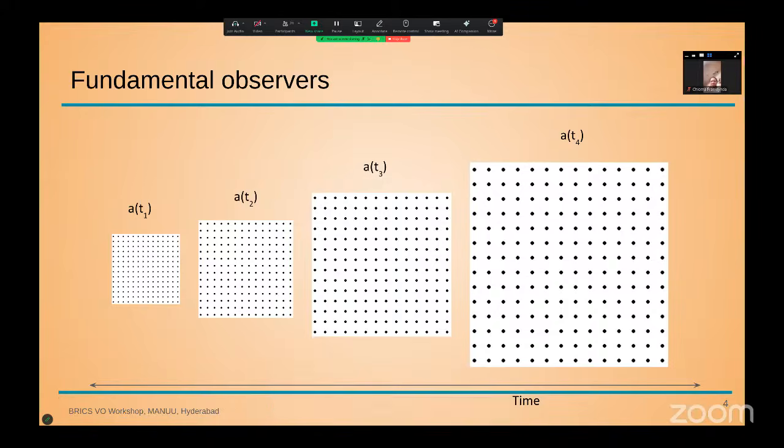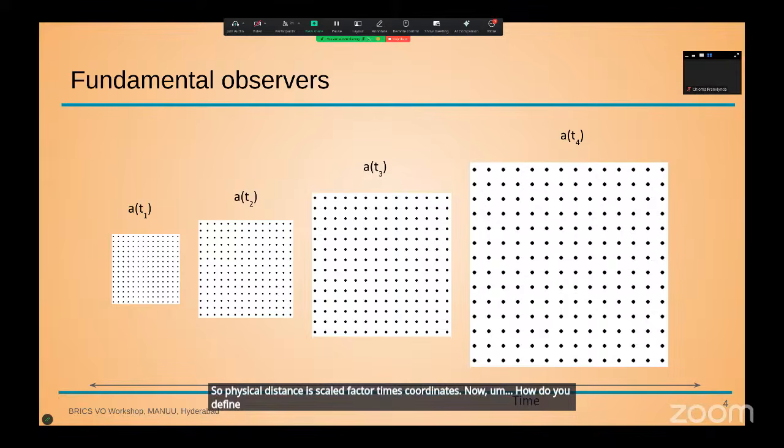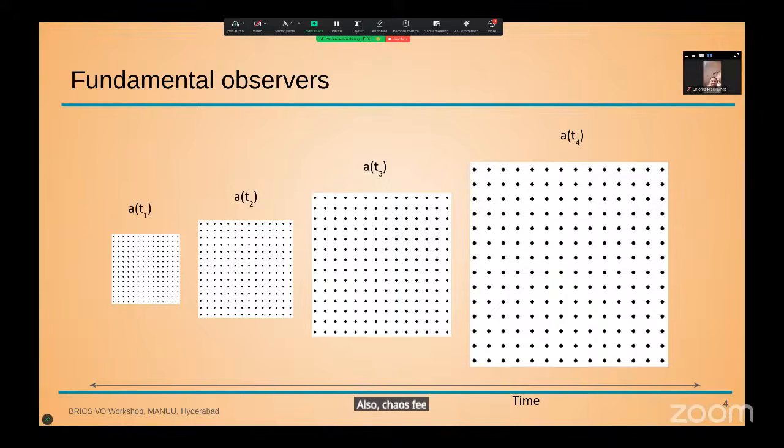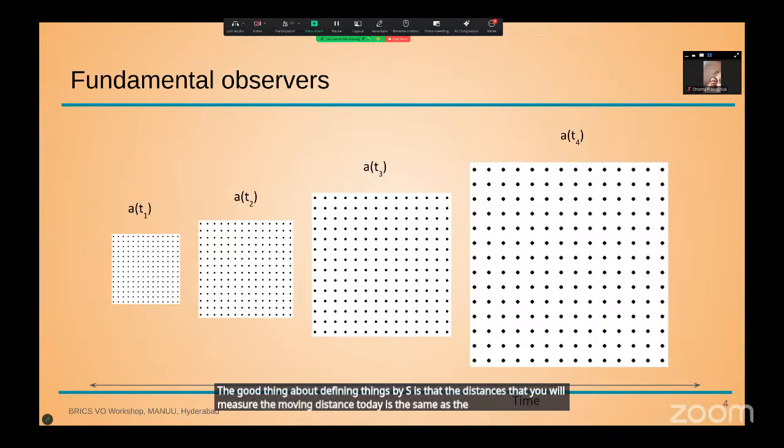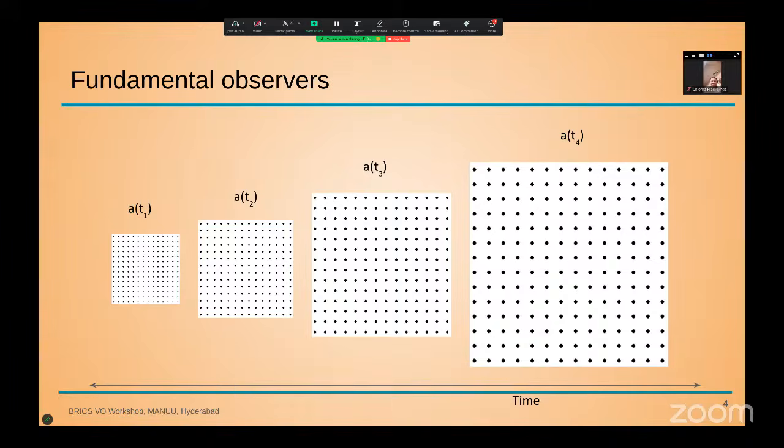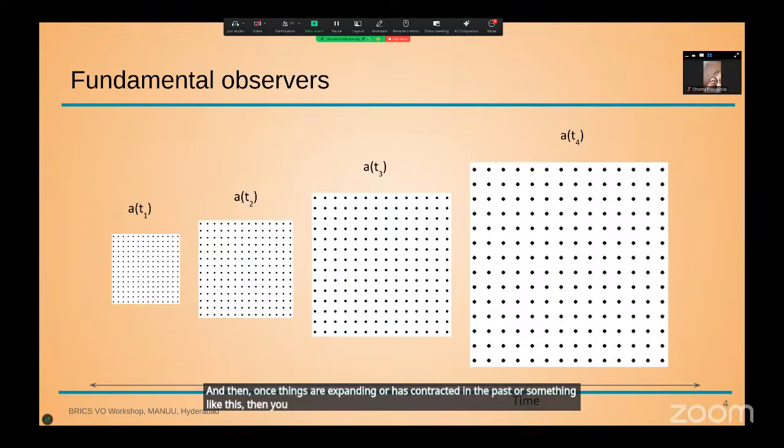Now, how do you define this scale factor? That is also arbitrary, right? So the normalization of the scale factor is determined by saying that the scale factor today is unity. So a of t today is unity. The good thing about defining things like this is that the moving distance today is the same as the physical distance. And then once things are expanding or have contracted in the past, you can always figure out what the physical distance is if you know the scale factor.